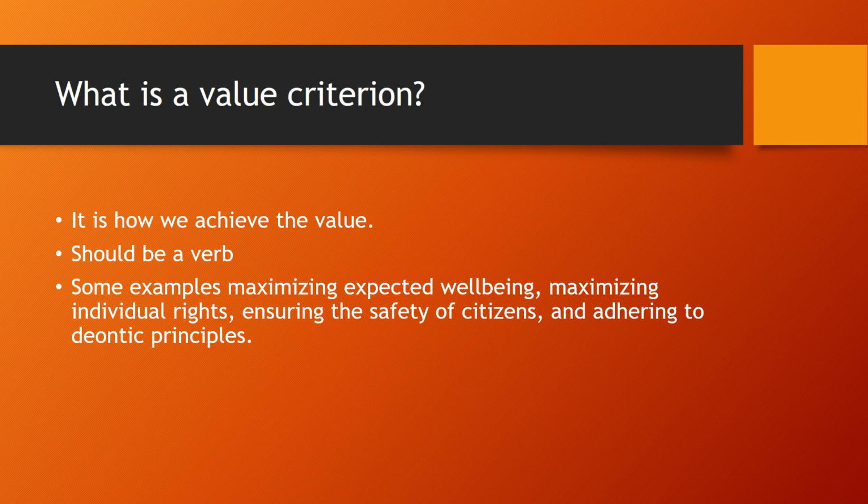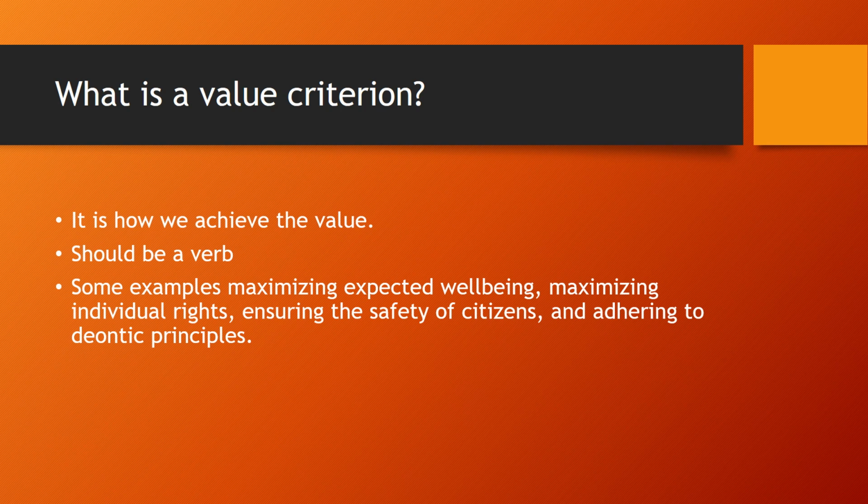Maximizing individual rights is just the verb form of individual rights. Ensuring the safety of citizens is the verb form of Hobbes' social contract. It's just that taken and put into a way we can actually enact it, rather than stating the value criterion is Hobbes' social contract. So I advise you stay far away from cases where you run the value criterion of Locke's social contract. I think the round is much better when you make a verb out of it, and it's much easier to understand, and it's much more specific to the debate you're having.